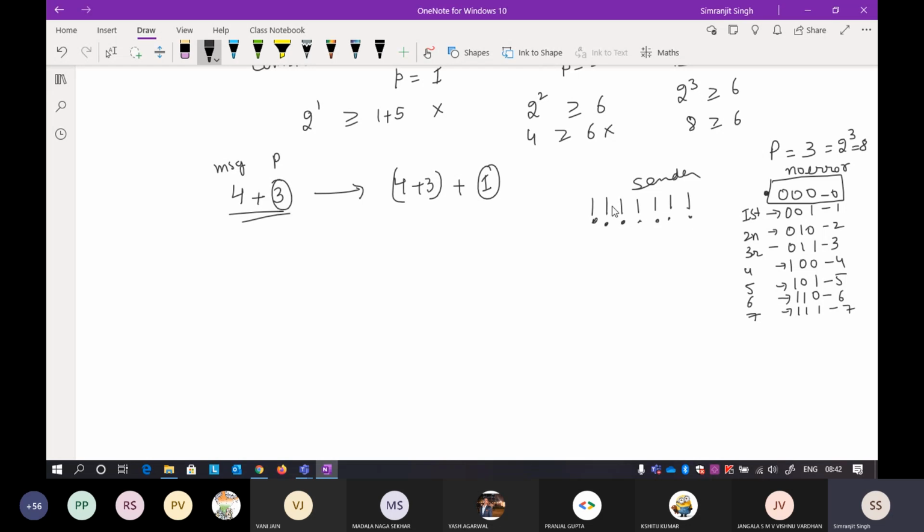Okay, so if multiple bits are corrupted, then this method is not applicable. This method is only applicable for one bit. Okay, so either this bit is corrupted, or this bit is corrupted, or the third bit is corrupted, or the fourth bit is corrupted, or the fifth. Okay, so you understand this one. Now I will take an example to show you how you can solve this.